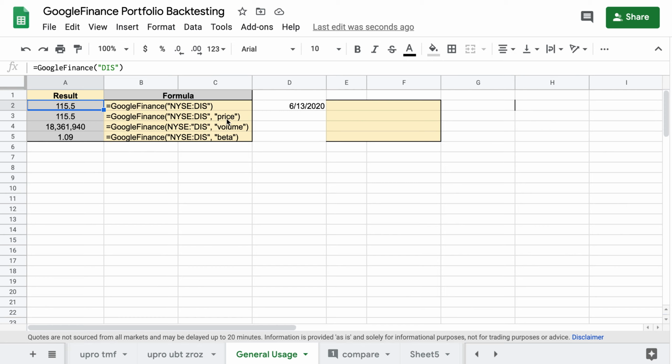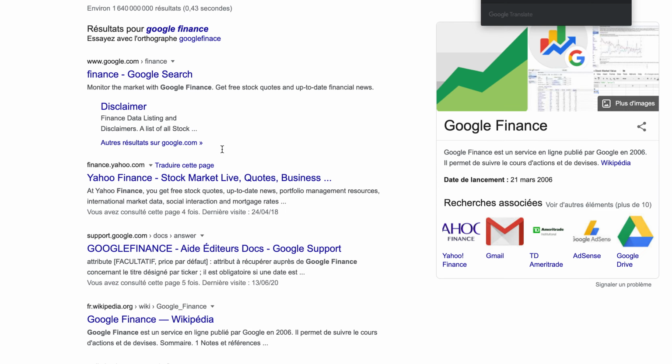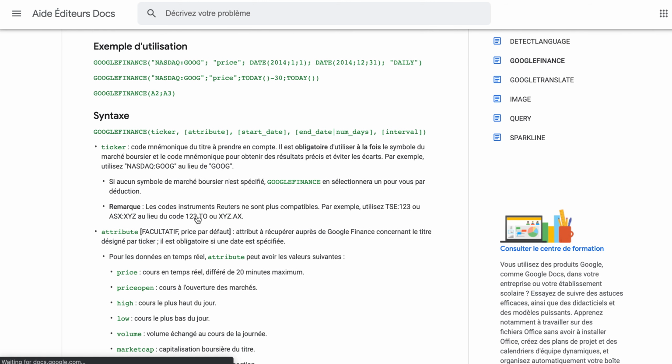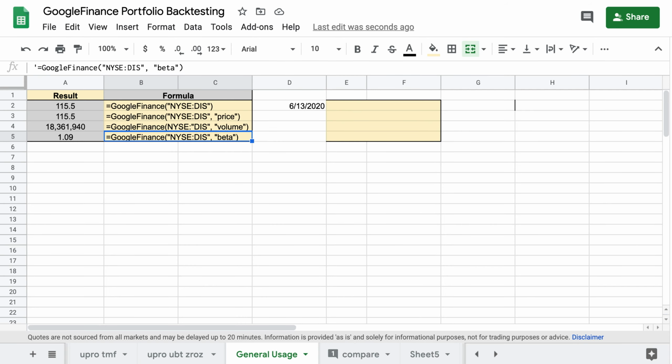Now, since price is the basic attribute which is the default, you can pass down many other attributes and it would work similarly. So you can pass down volume, you can pass down beta, or any other attributes. Just to see what other attributes you can pass down to Google Finance, all right, so these are some of the other attributes that you can pass: price, open, high, low, volume, market cap, et cetera. It's all up to you what attributes you want and how you want to use them in your analysis. Okay, so going back to our portfolio backtesting.